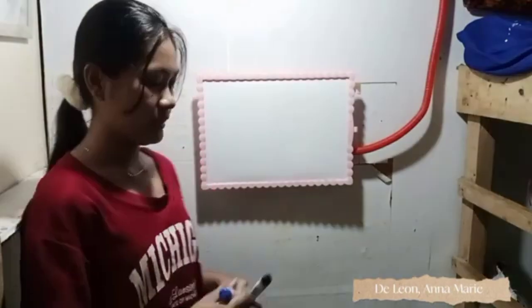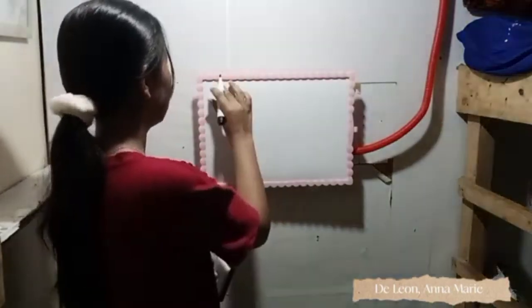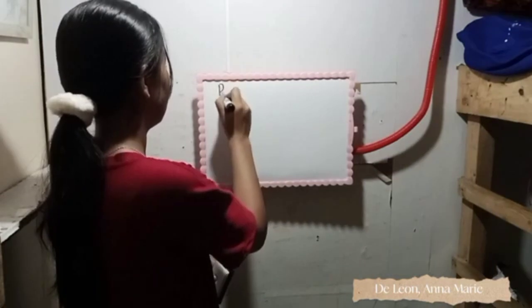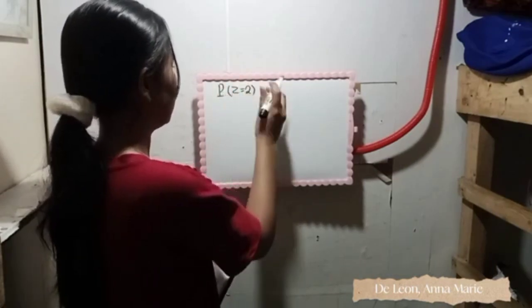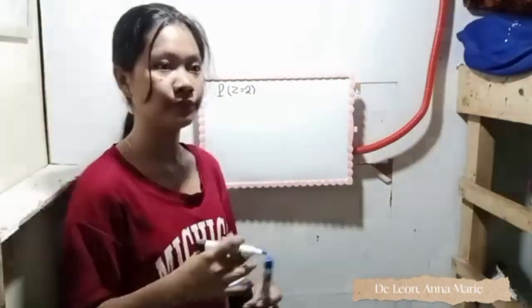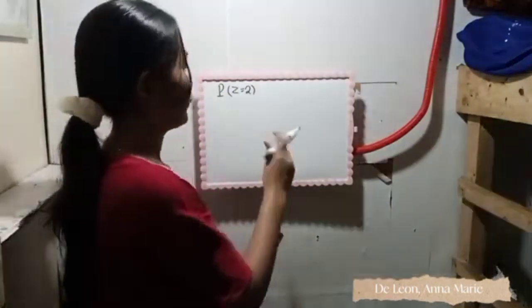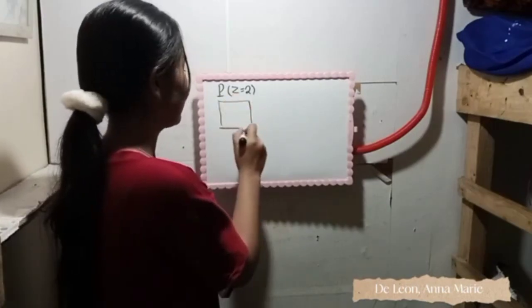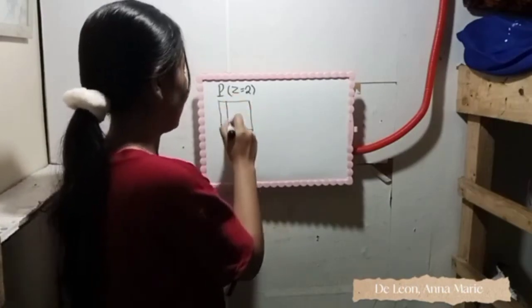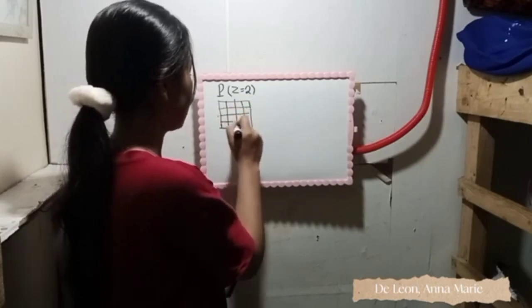This equation is probability of Z is equal to 2. So we have two rolls of a four-sided die. Here is the sample space, and there are 16 possible outcomes.